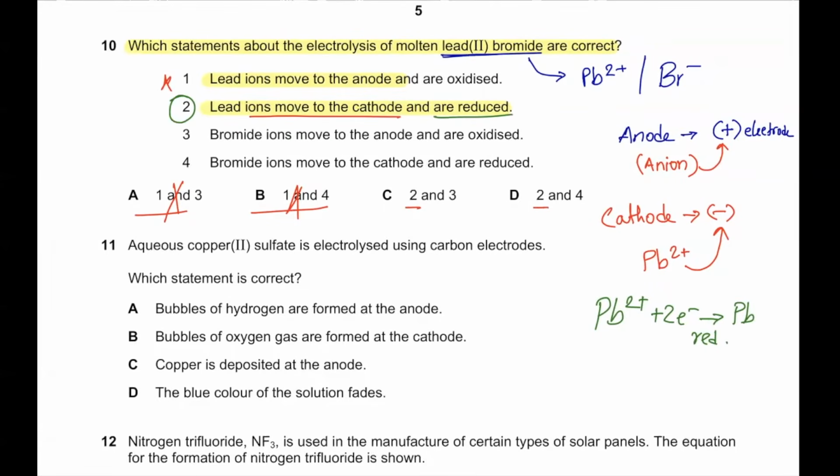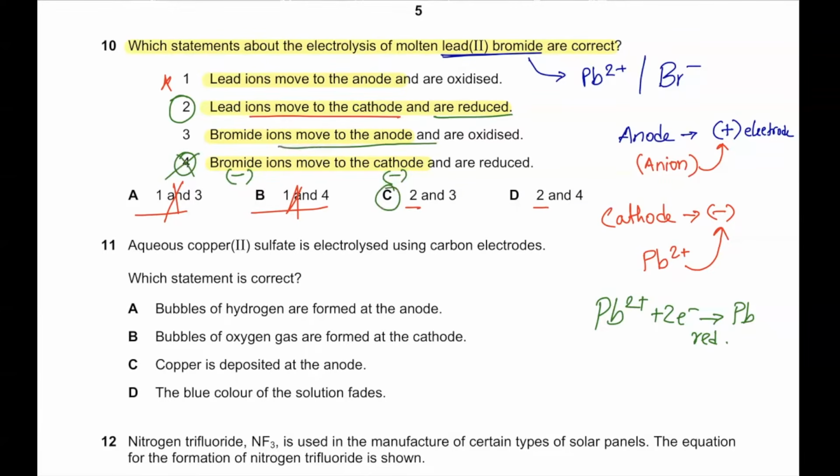All right, now we have to decide between point number 3 and point number 4. The third statement says bromide ions move to the anode, and the fourth statement says bromide ions move to the cathode. Definitely, you see, bromide is a negative ion, and the cathode is a negative pole. They are never going to attract each other. So point number 4 is wrong, and we can already get our answer, which is C.